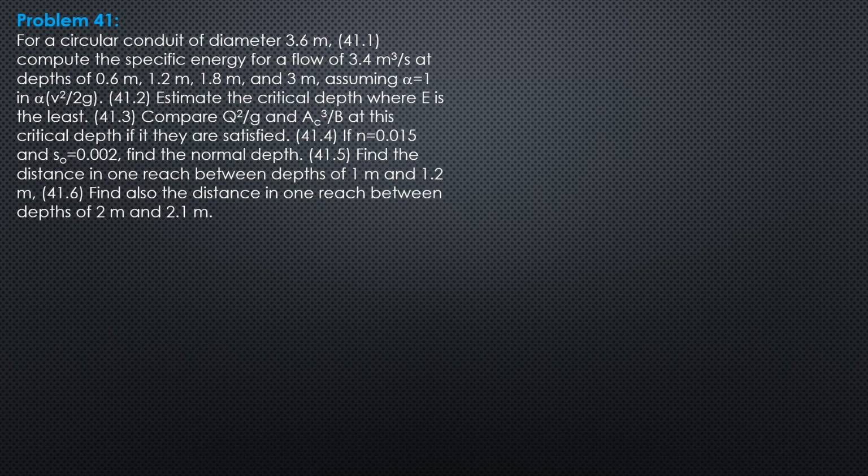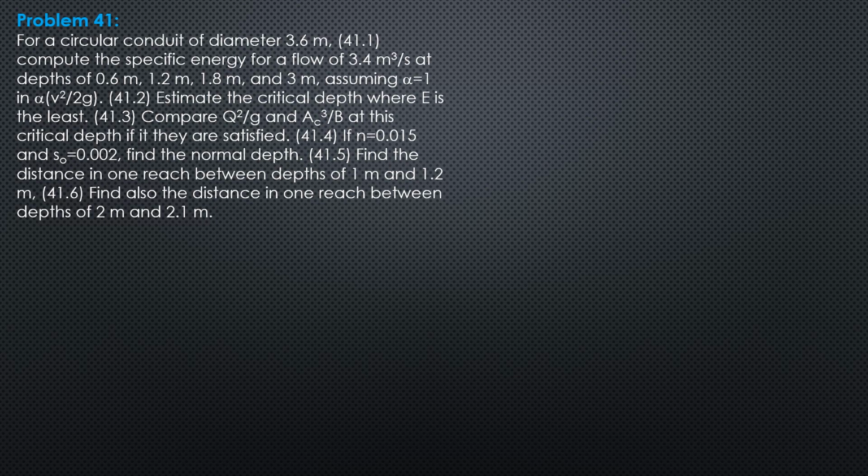So that's the technique for this circular section or channel. The critical depth occurs where specific energy is minimum. Then compare Q square over g and area critical cube over B. This is supposedly equal at the critical depth if they are satisfied. They are not necessarily equal because of rounding of values, but they must be close.